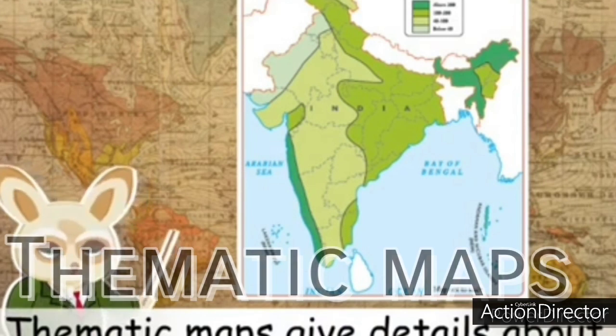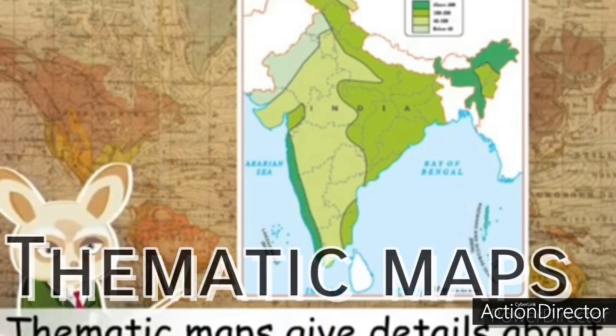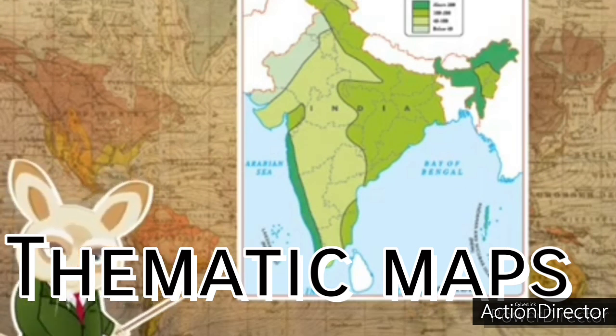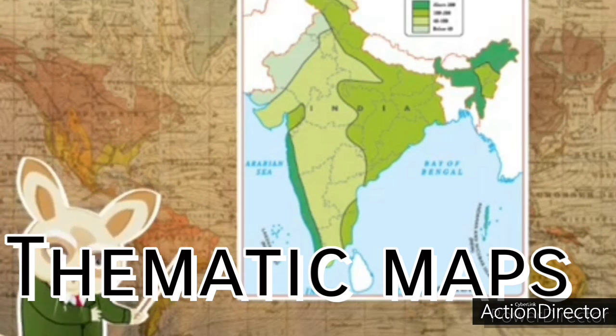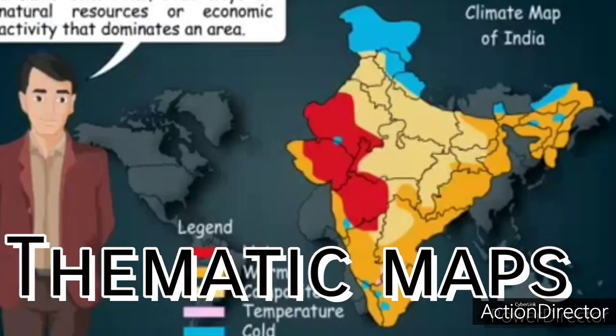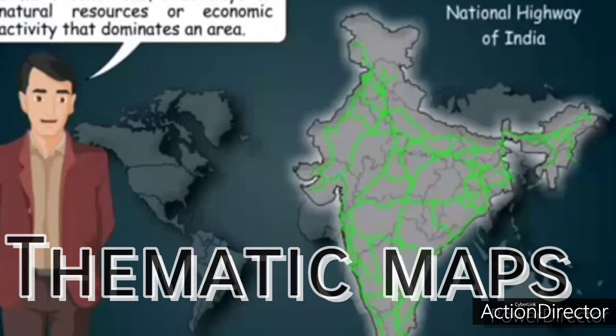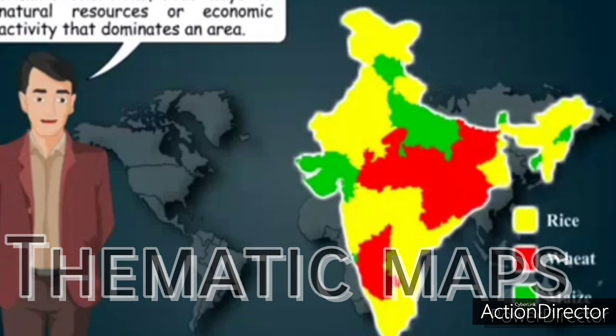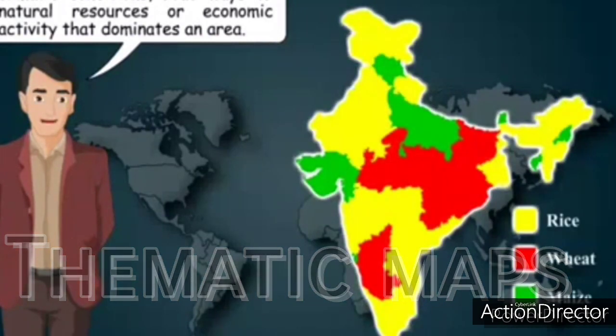The thematic map. Sometimes we need to know about rainfall or crop distribution or railway lines or the roadways present in a given area. These are the maps designed to give special information. Hence, they are called thematic maps. They are theme-based maps.